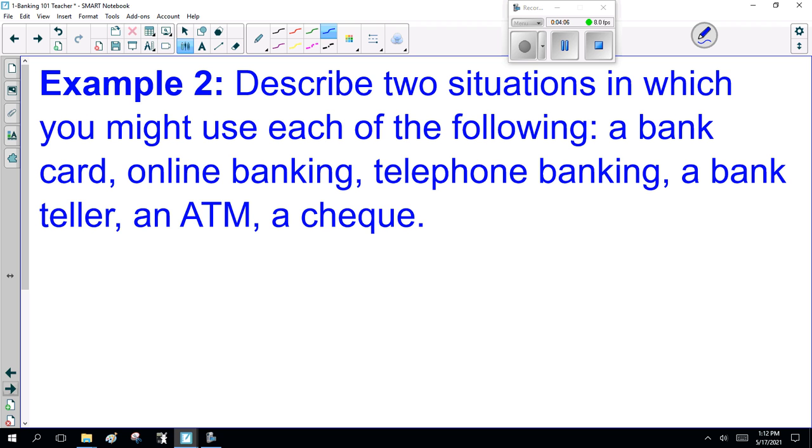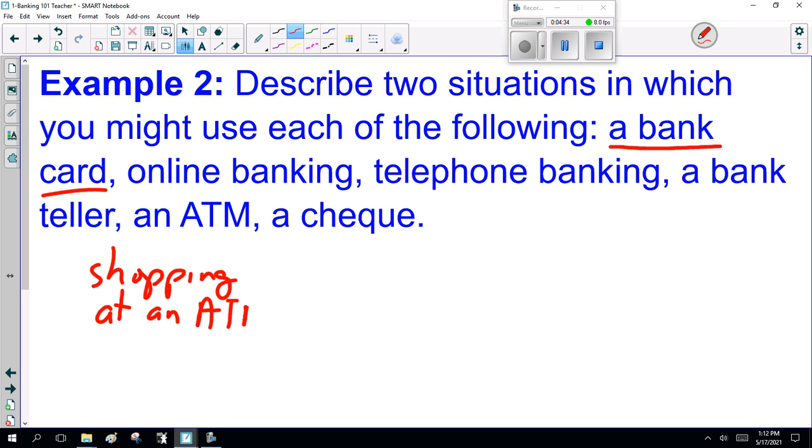Now, describe 2 situations in which you might use each of the following: a bank card, online banking, telephone banking, a bank teller, ATM, or check. So, when would you use a bank card? Well, shopping. Yes. Or at an ATM. In a bank for identification.